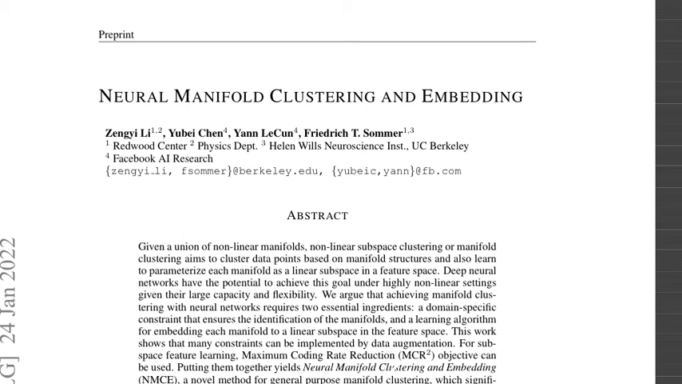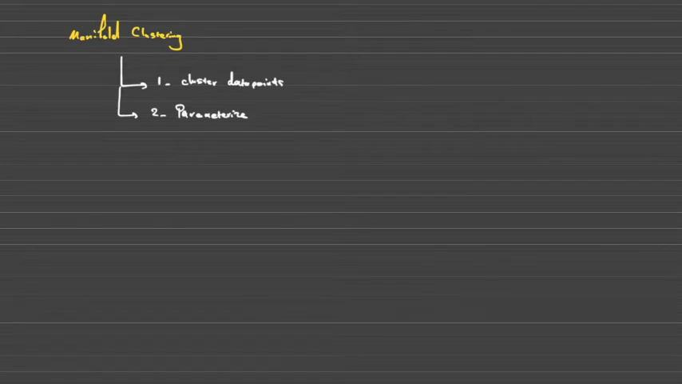In this video, we're going to go over the paper called Neural Manifold Clustering and Embedding, the preprint of which is available on arXiv, and which to me seems to be a pretty interesting article. The first thing we want to talk about is manifold clustering or nonlinear subspace clustering. The aim of this is to cluster the data points based on these manifolds and their structures, and then parameterize these manifolds as a linear subspace in a semantic space or in a feature space.